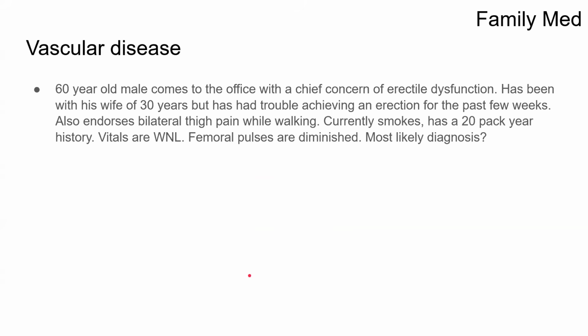Okay. Similar vignette, 60-year-old male comes to the office with a chief concern of erectile dysfunction. He has been with his wife of 30 years, but has had trouble achieving an erection for the past few weeks. Has bilateral thigh pain while walking. Again, currently smokes, has a 20-pack year history. Vitals are within normal limits. Femoral pulses are diminished. And then what is the most likely diagnosis?